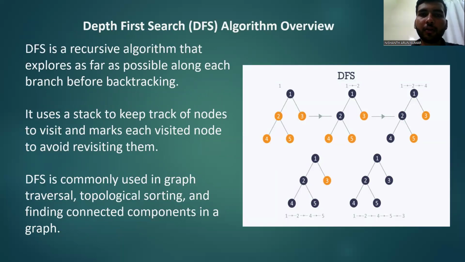Depth first search algorithm overview. Depth first search is a recursive algorithm that explores as far as possible along each branch before backtracking. It uses a stack to keep track of nodes to visit and marks each visited node to avoid revisiting them. DFS is commonly used in graph traversal, topological sorting, and finding connected components in a graph.